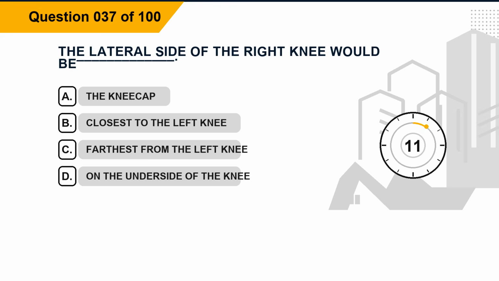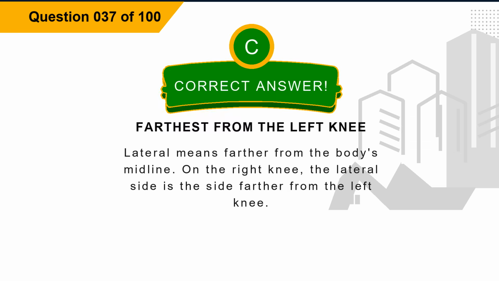Question 37. The lateral side of the right knee would be blank. Option A, the kneecap. Option B, closest to the left knee. Option C, farthest from the left knee. Option D, on the underside of the knee. The correct answer is option C, farthest from the left knee. Explanation. Lateral means farther from the body's midline. On the right knee, the lateral side is the side farther from the left knee.